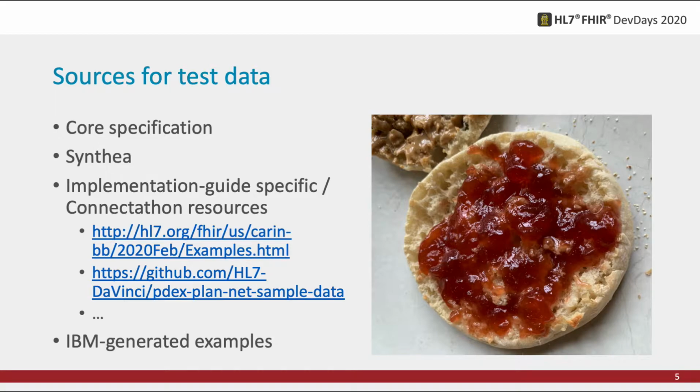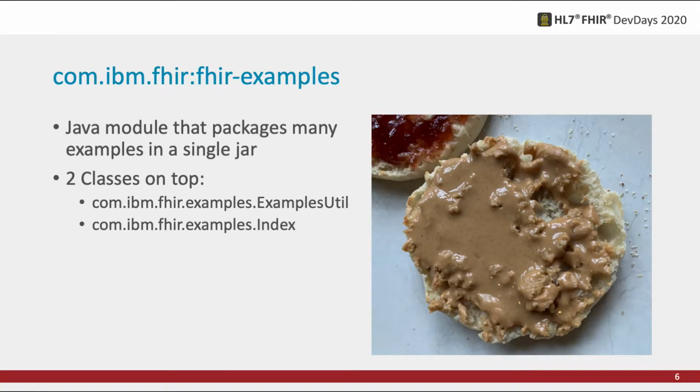Each implementation guide will have its own set of examples, and oftentimes if you participate in a FHIR Connectathon, you'll find that the Connectathon track leads have specific examples for specific use cases, as well as maybe a test script or Postman collection or similar. And then finally, we have some IBM-generated examples that we'll cover in a bit. All of that is packaged in our project into a single jar file with a couple lightweight classes on top to help you with accessing the examples by path or by index.